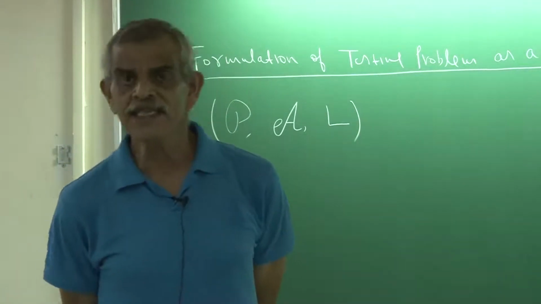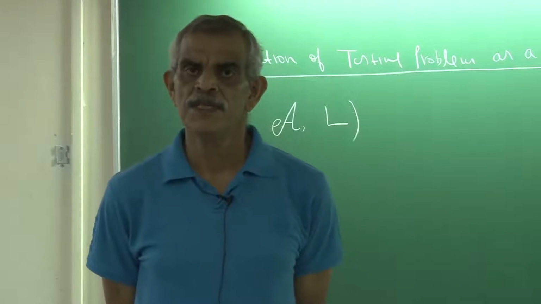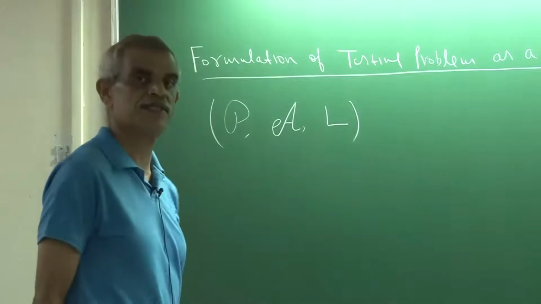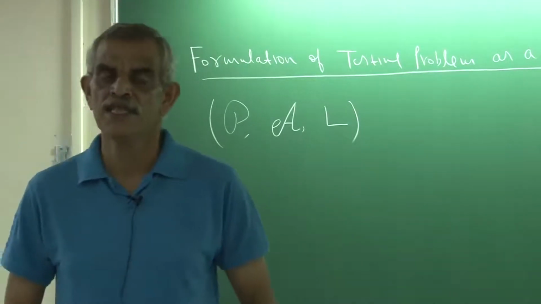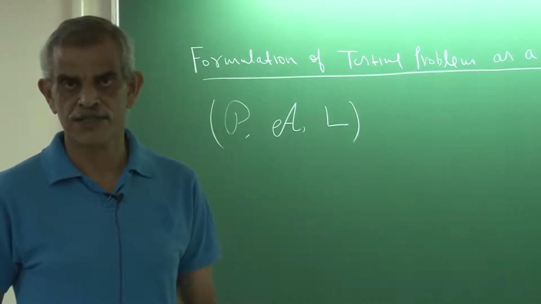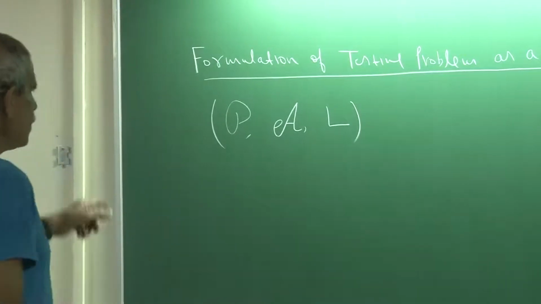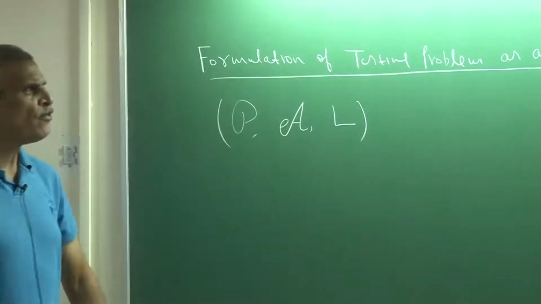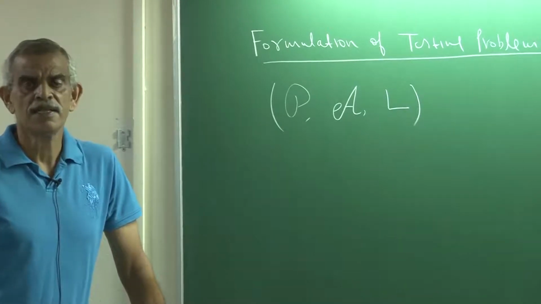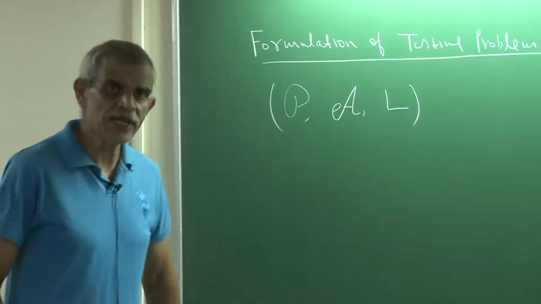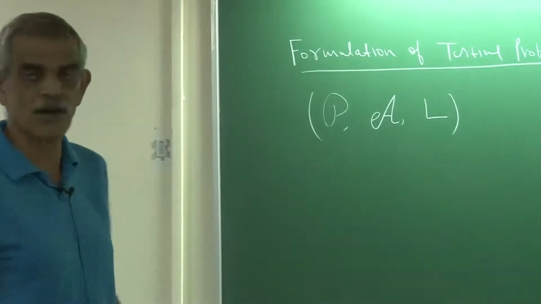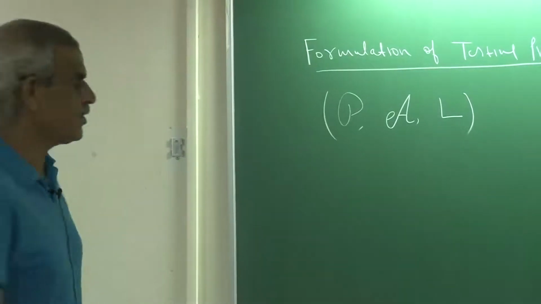Now, in general, any statistical inference problem can be formulated as a general decision problem where I have just three components: a set of probability distributions, a set of actions, and a loss function. So in the next few minutes, I will try to formulate the testing of hypothesis problem as a decision problem. Let us look at how we studied the testing of hypothesis problem in your earlier classes.